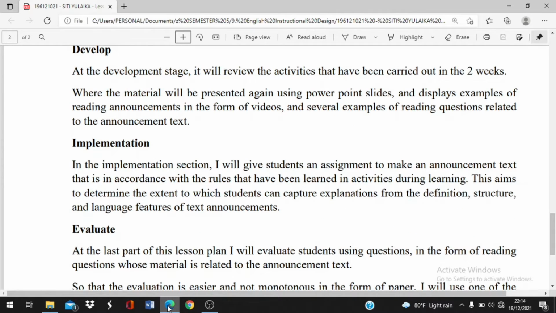The third step is develop. I will do as contained in the third activity in the second week. At the develop step, it will review the activities that have been carried out in the 2 weeks, where the material will be presented again using PowerPoint slides and displays examples of reading announcements in the form of videos, and several examples of reading questions related to the announcement text.